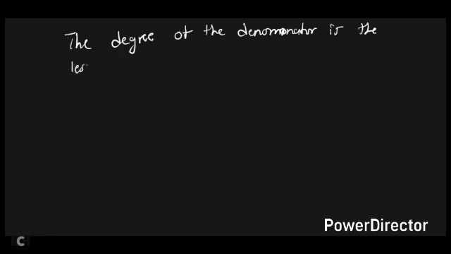Now we have a situation whereby the degree of the denominator is less than the what? The degree of the numerator. So what do you do in this situation? If the degree of the denominator is greater than the degree of the numerator, in this situation we have what we call oblique.